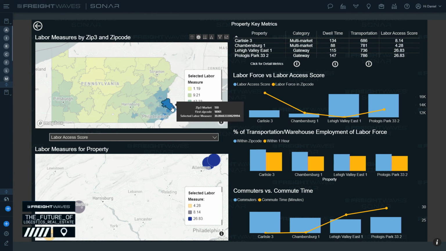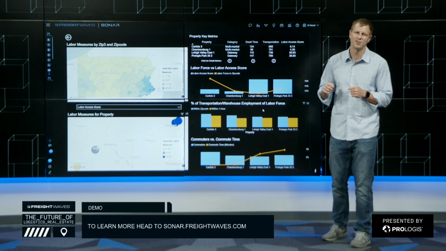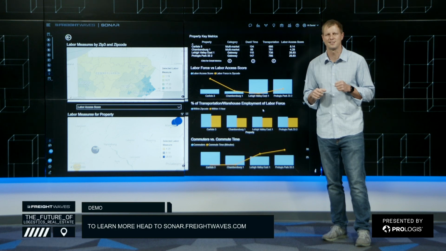So again, wrapping this all together, you have 4 different distinct areas to make your site selection. There you have it. Very different ways to look at your warehousing and transportation in the site selection process.